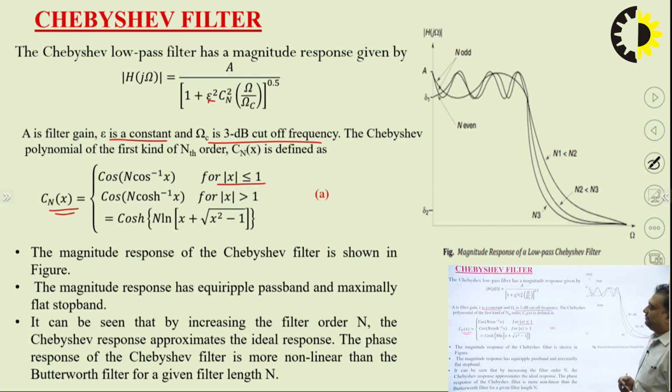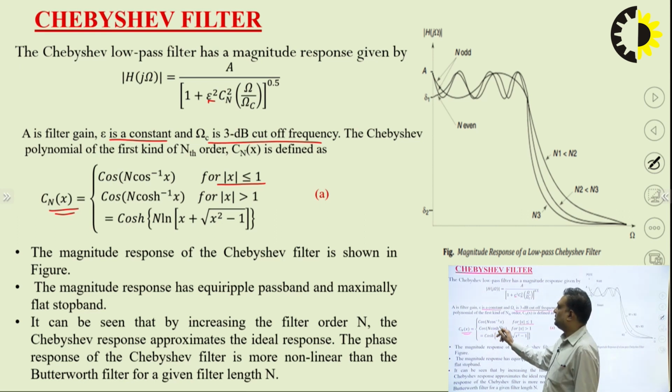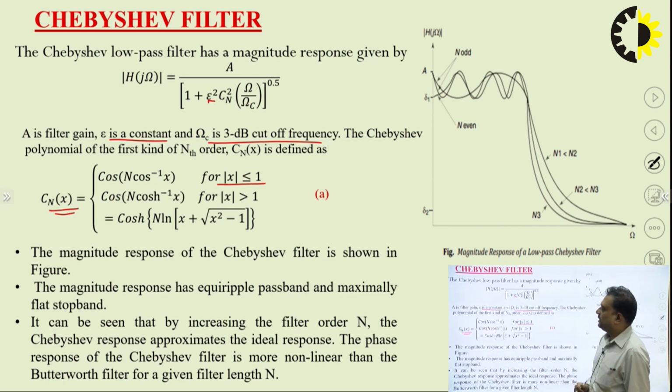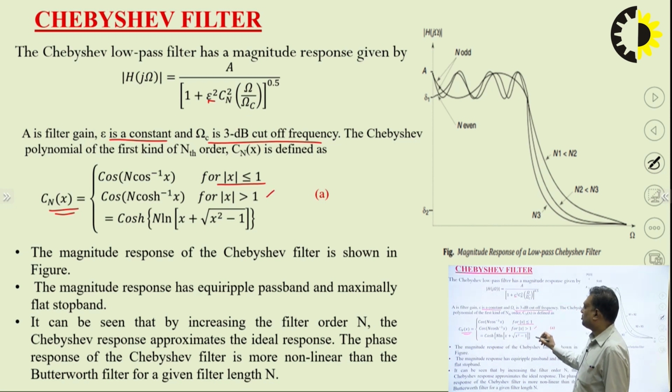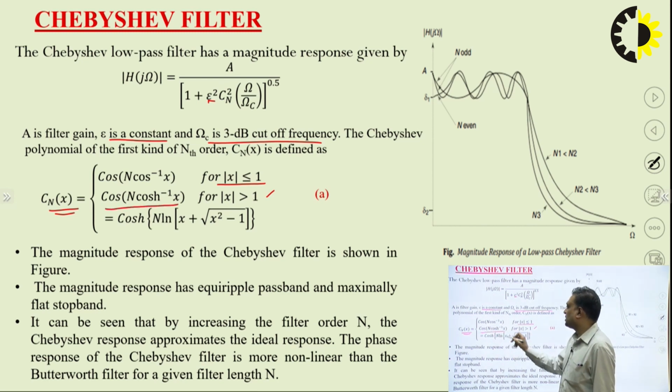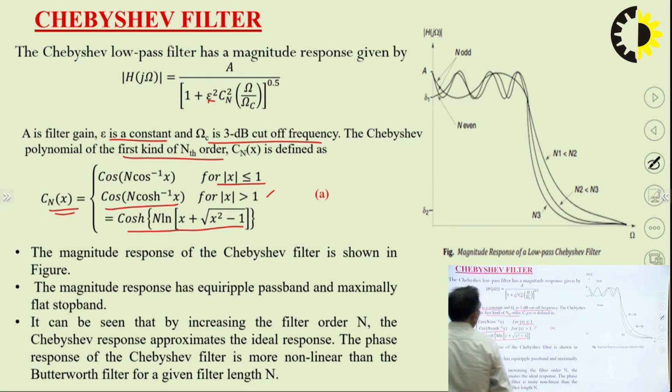And what happens if the value of x is greater than 1, that is, for mod x greater than 1? This value becomes cos hyperbolic of n cos hyperbolic inverse x. This is a complicated formula, so you can also write it as cos hyperbolic of n log (x plus under root x square minus 1). So for mod x greater than 1, you can use either form. Okay, so this is the expression by which we can calculate the Chebyshev polynomial of first kind of nth order.